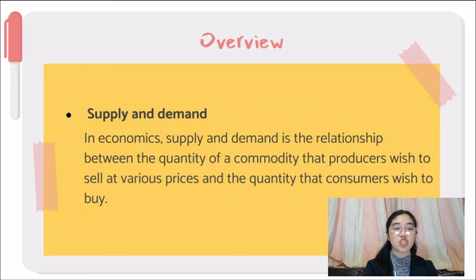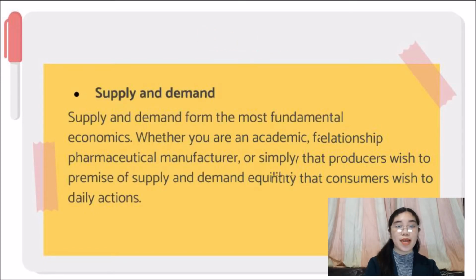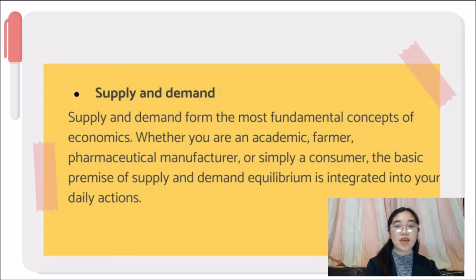supply and demand is the relationship between the quantity of a commodity that producers wish to sell at various prices and the quantity that consumers wish to buy. Supply and demand are one of the most basic and fundamental concepts of economics and of a market economy. The relationship between supply and demand results in many decisions, such as the price of an item and how many will be produced in order to allocate resources in the most cost-effective and efficient way.